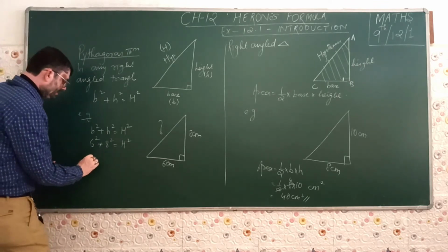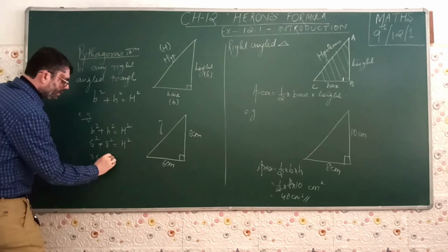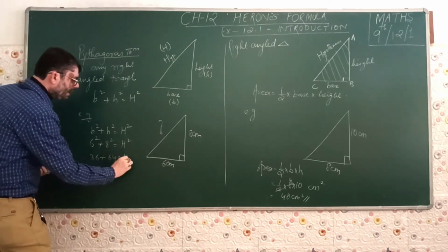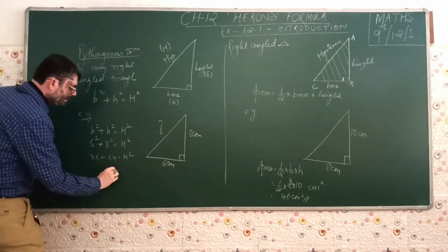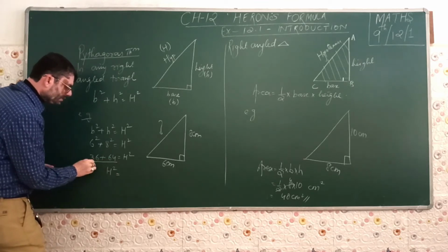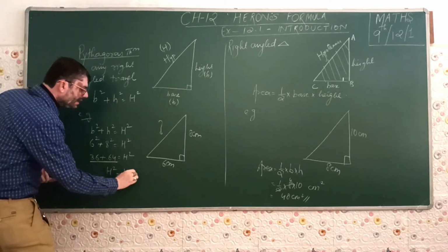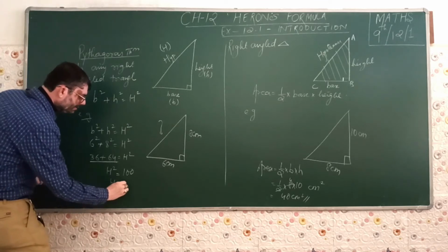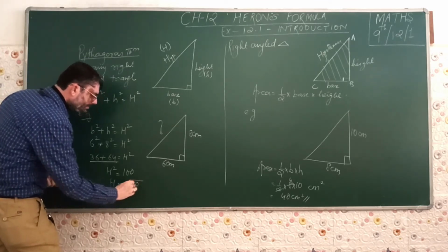So 6 square is 36, 8 square is 64, and this is my hypotenuse square. So we can write hypotenuse square is equal to the sum of 36 and 64, that is 100, and hypotenuse is equal to root under 100.